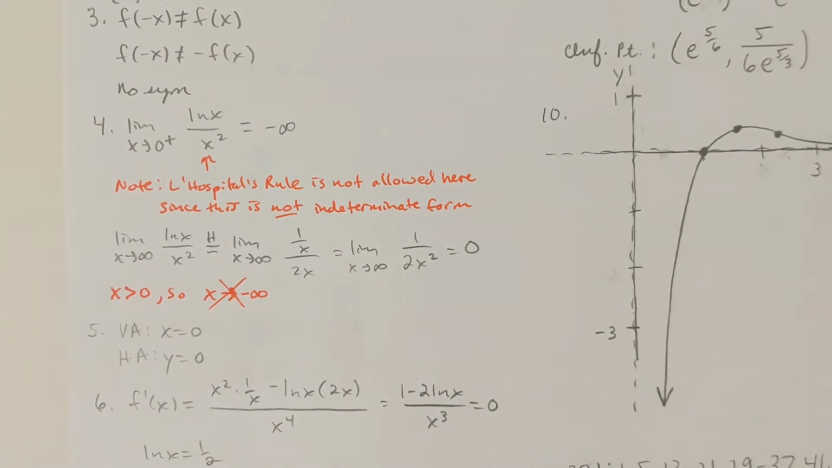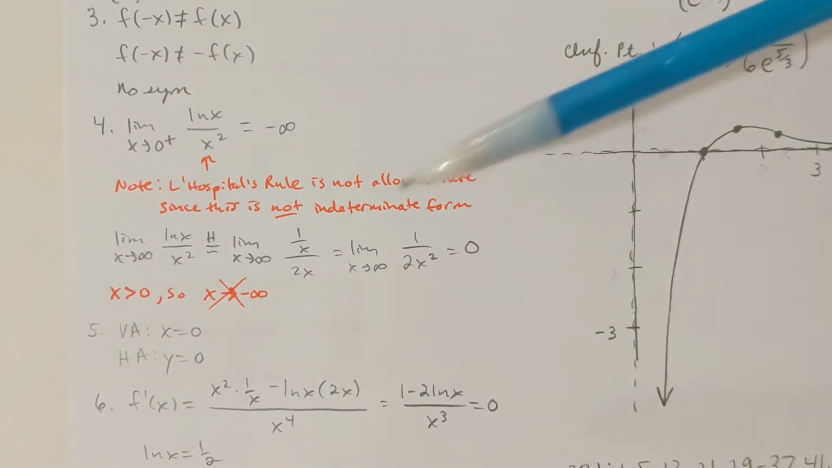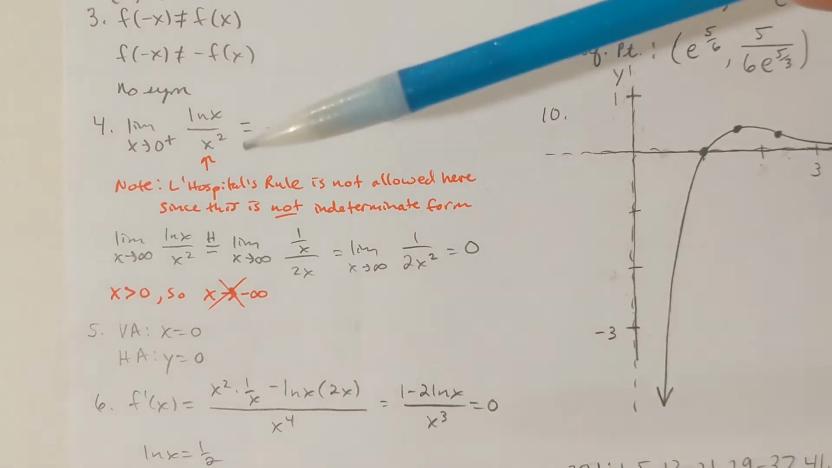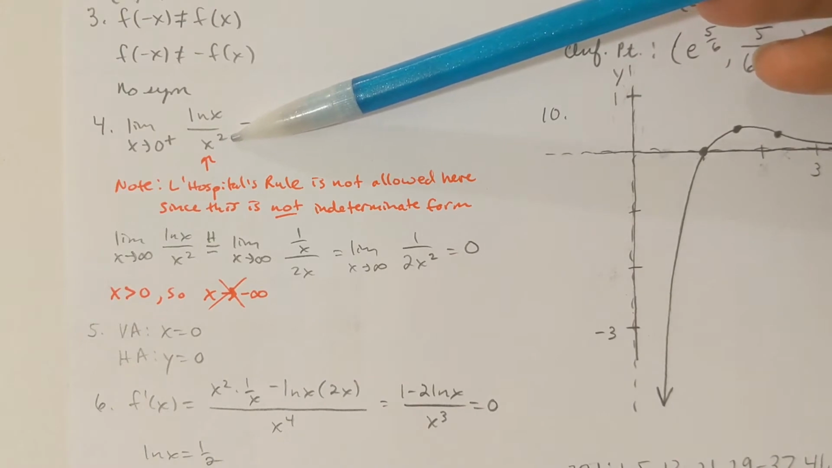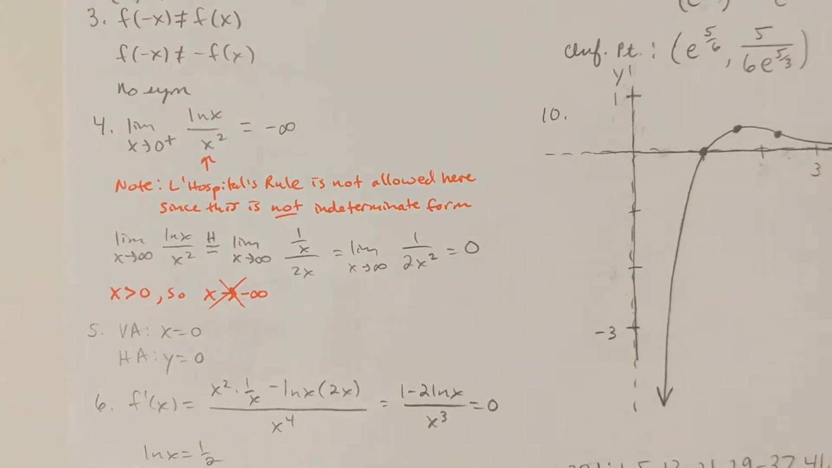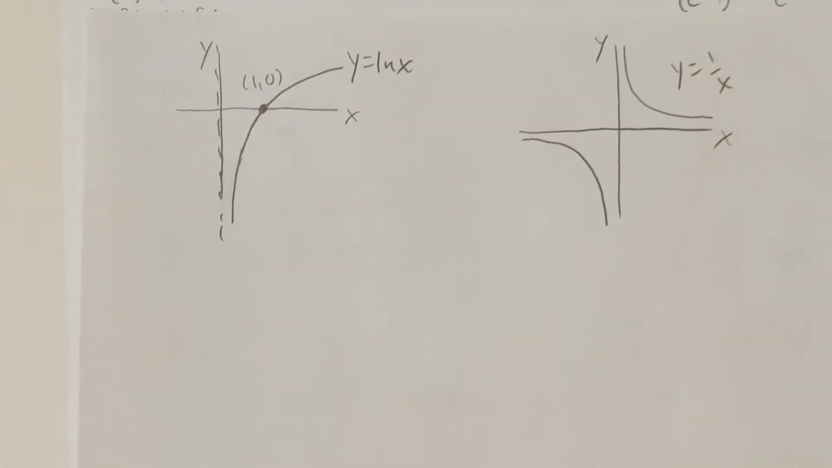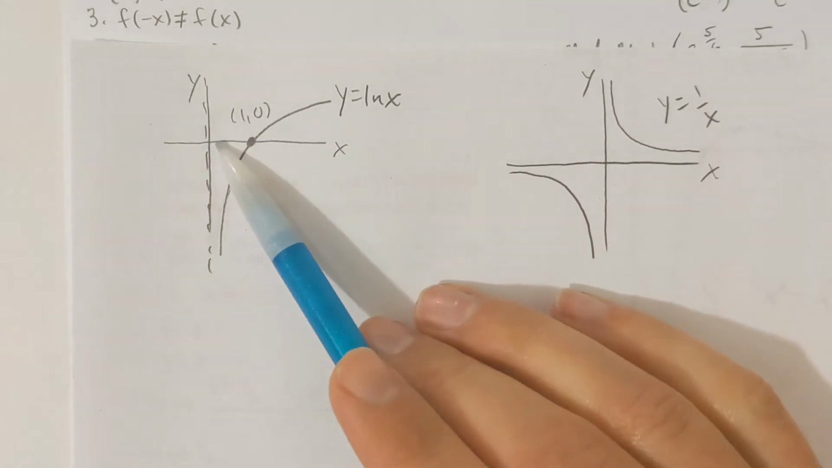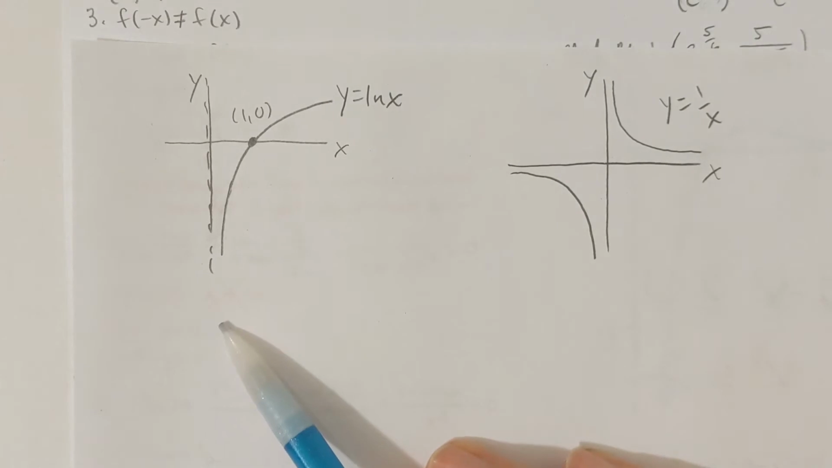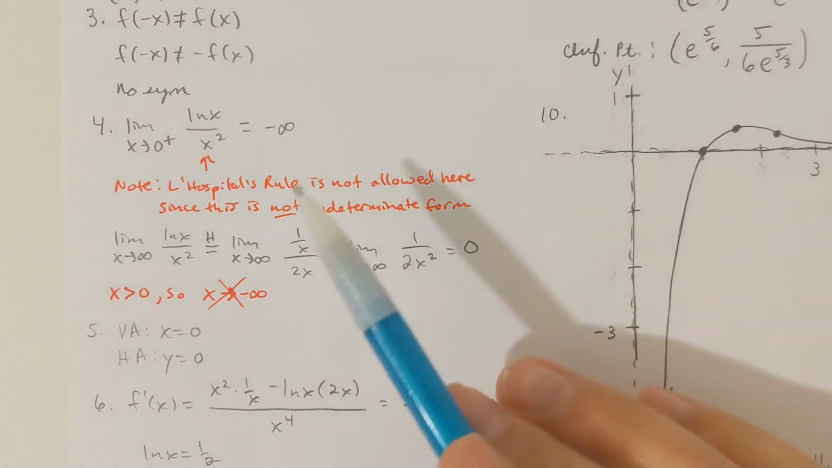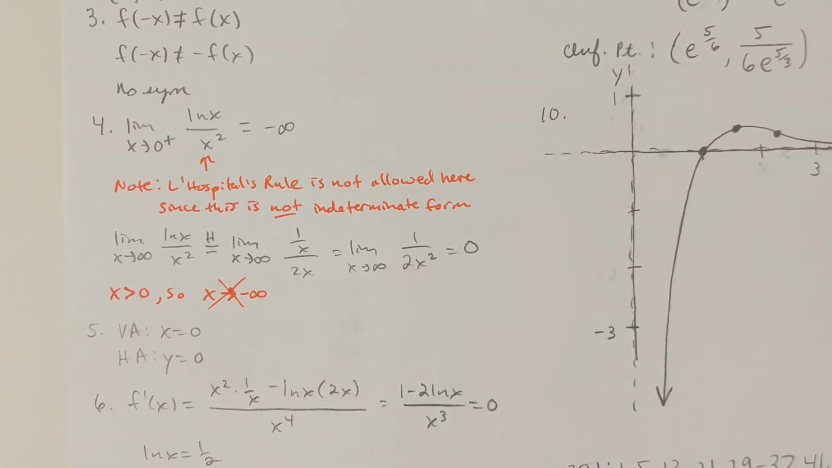Now, be careful about this. We can't use L'Hopital's rule because we're not in indeterminate form. I have an issue with division by 0 here, right? We can see that easily. But the limit as x approaches 0 from the right of the ln of x, well, here's a graph of y equals ln of x. If you're on the right side of 0, the y values are approaching negative infinity. So this is not indeterminate form, right? It's negative infinity over 0. That's not indeterminate form.